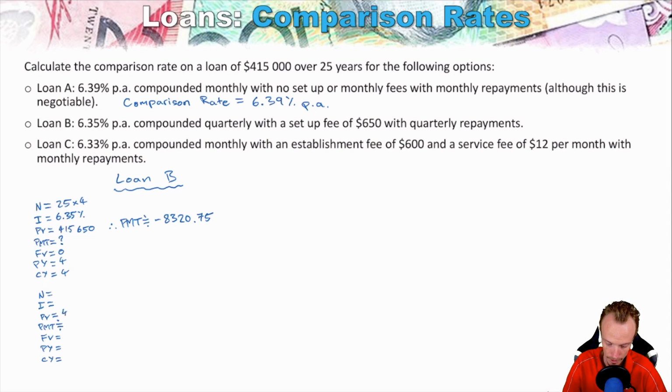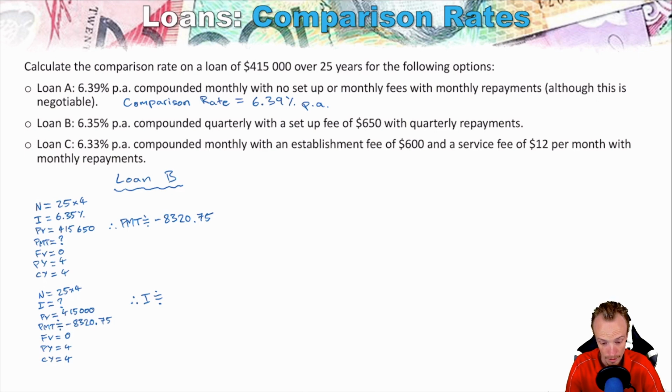So we're essentially saying here that our principal is going to be the original loan. So the present value is going to be just the $415,000 rather than the $415,650. And our PMT we now know. So the PMT is a negative $8,320.75. Our interest rate is what we're calculating here. When we calculate this, this will be the comparison rate. So N is still at 25 by 4. Future value of repaying the lot, and these are still both 4.